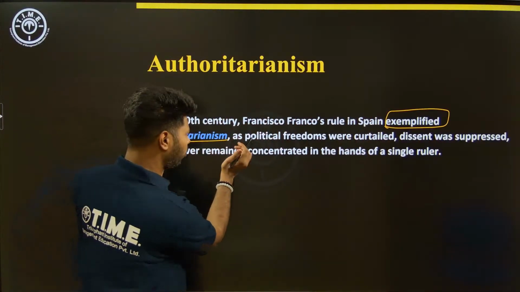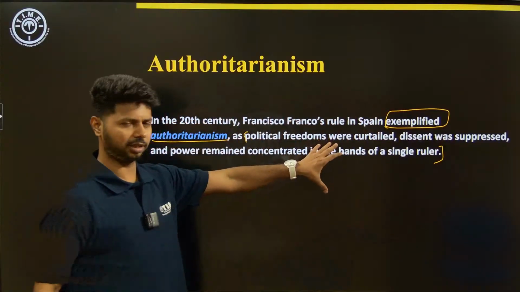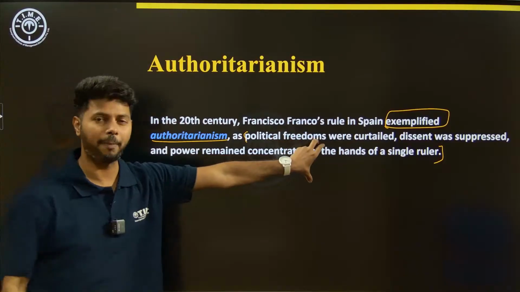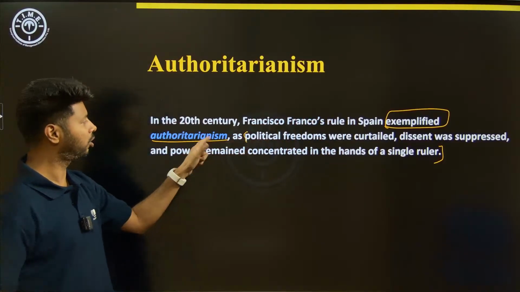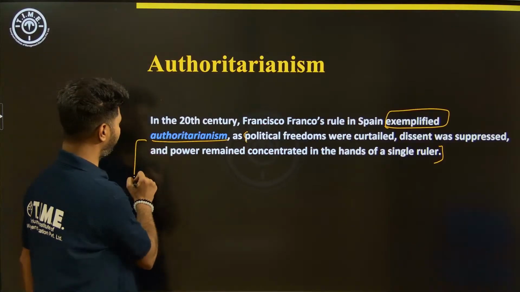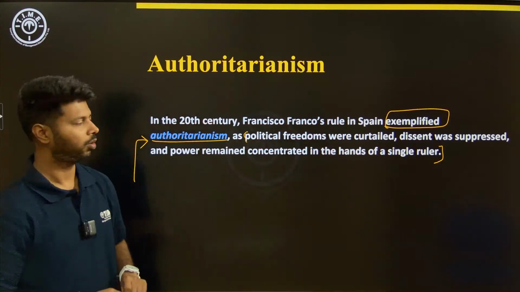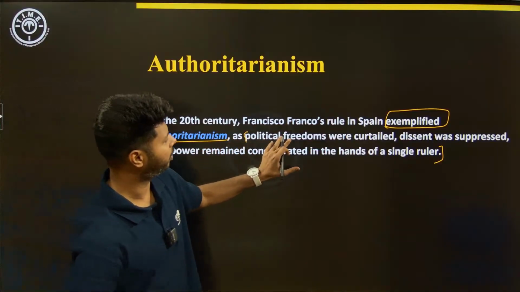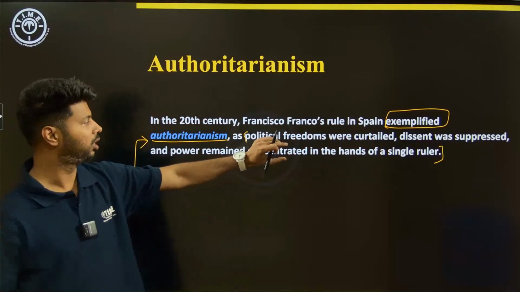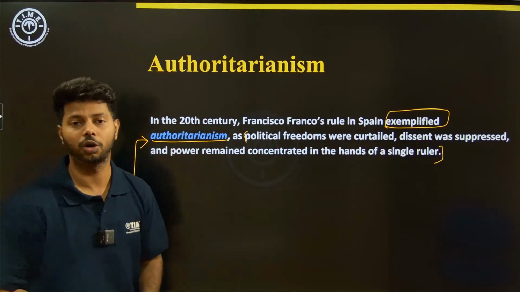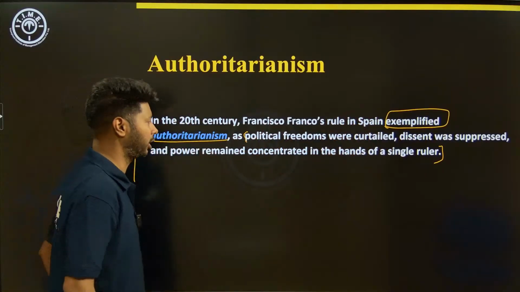So, whatever happened, which is going to be described here, whatever happened during this rule of Franco, is going to be the textbook definition of authoritarianism. That's what the paragraph is saying. Whatever I'm going to define that happened in Franco's rule is the textbook definition of authoritarianism, because it says exemplified, was a typical example of authoritarianism.